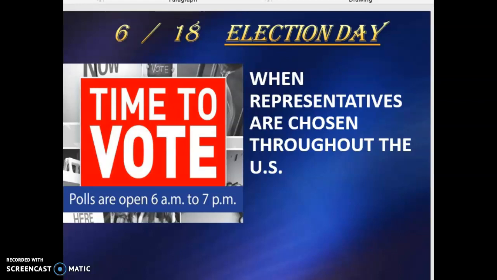Election Day. Every 4 years, the American people go to the polling place and vote for presidents. This is one of your rights, and your responsibility is to go vote on Election Day.